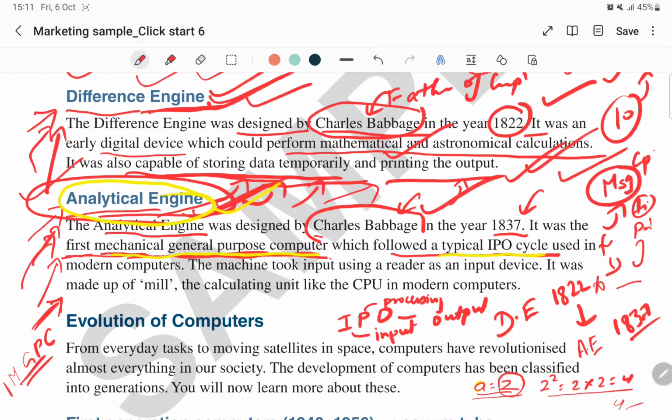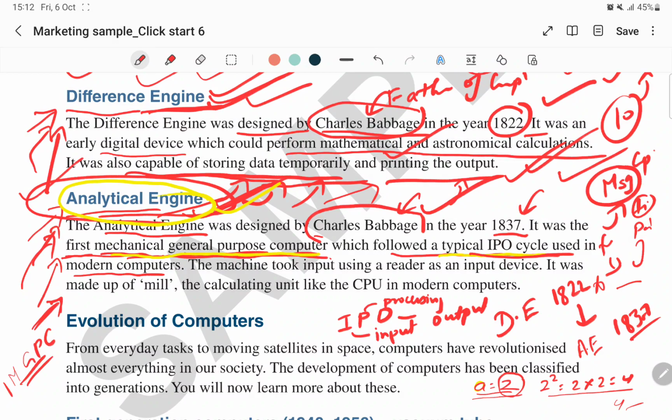So this is a cycle: input, output, and in between is the process. This typical cycle is followed by this general purpose computer, the first mechanical general purpose computer, named the Analytical Engine, developed by Charles Babbage in 1837. It follows the IPO cycle, and this is also being used in modern present-day computers.